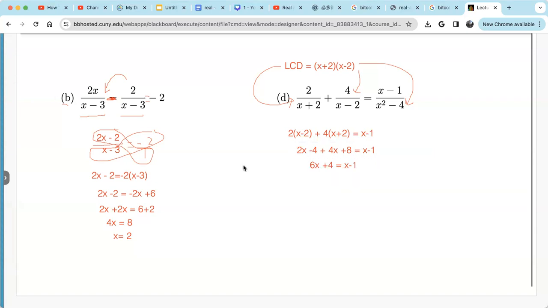Then let's move things around. 6x minus x, that's 5x. Then minus 1 minus 4, that's minus 5. So divided by 5 on both sides, x equals -1. All right, that's it, finished.